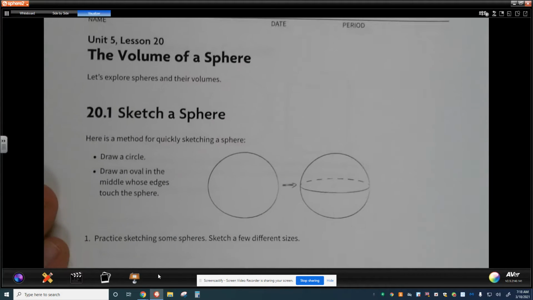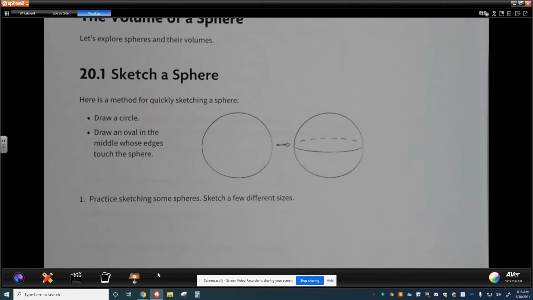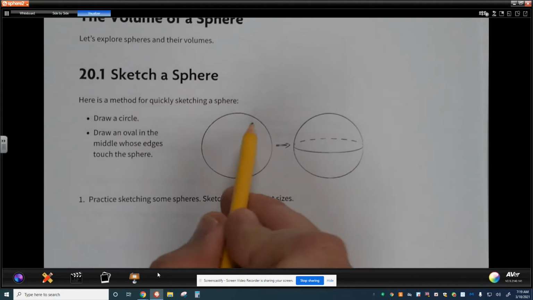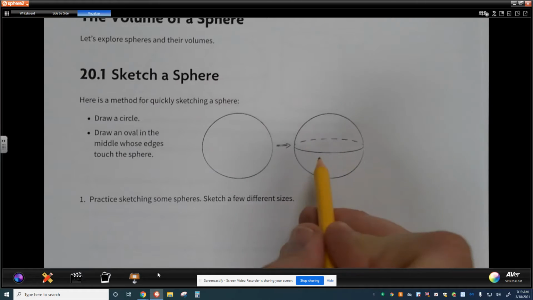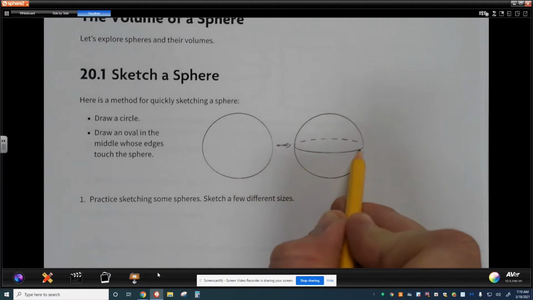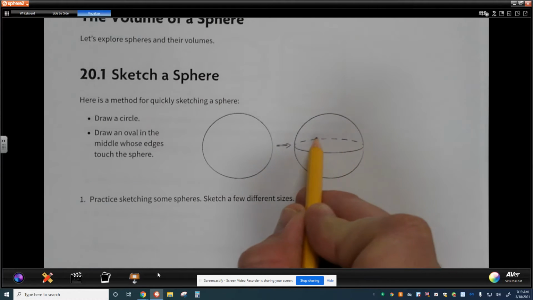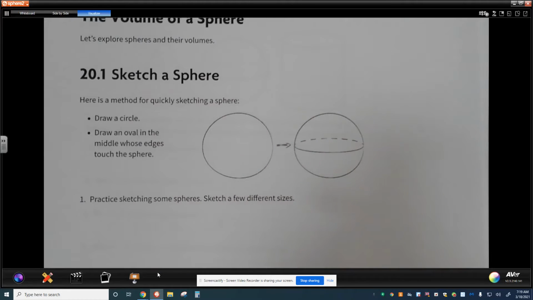The first thing we want to do is talk about how to sketch a sphere. One method for that is to simply draw a full-size circle, and then within that circle, we draw an oval with the back edges, the ones that we can't see, as dashed lines. So you can practice sketching some spheres. Sketch a few different sizes.